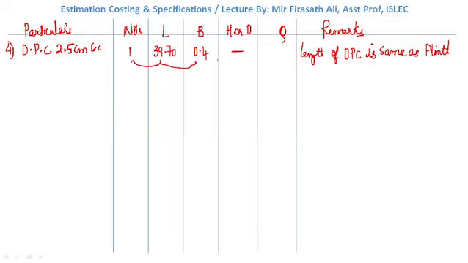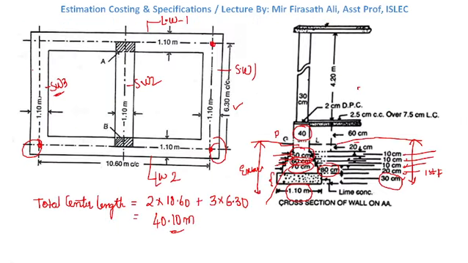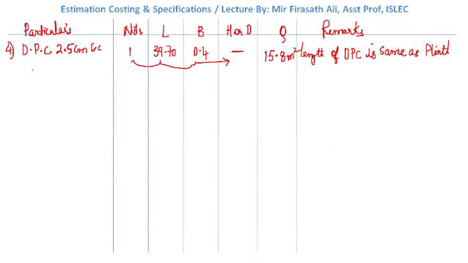39.70 into 0.4, we will get this value as 15.8 in meter square. If you multiply this and report the result, we will get this. What do we need to do? We need to make the deductions for door. How many doors are there in this plan? 2 doors. As there are 2 rooms, we will make the deductions for doors.